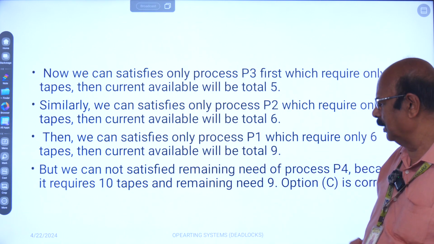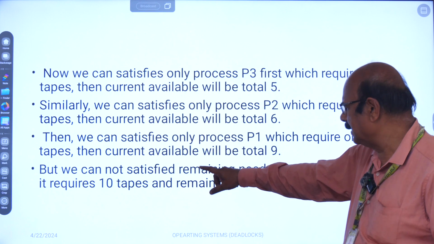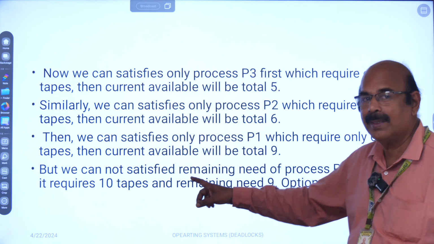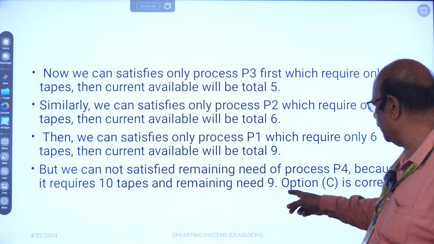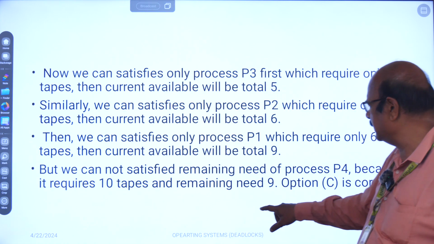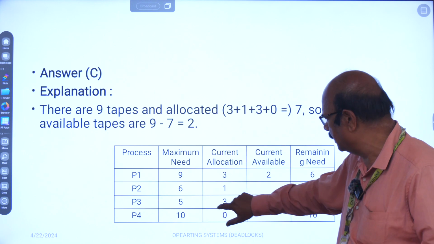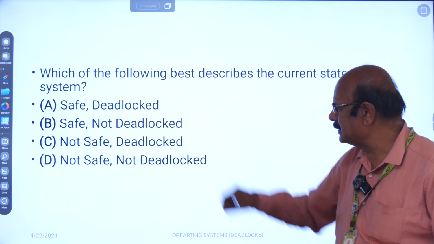Then we can satisfy process P1, which requires only 6 tapes, then the currently available will be a total of 9. But we cannot satisfy the remaining need of process P4 because it requires 10 tapes and the available is 9. So, option C is correct. So, what is the answer here? Option C is not safe.